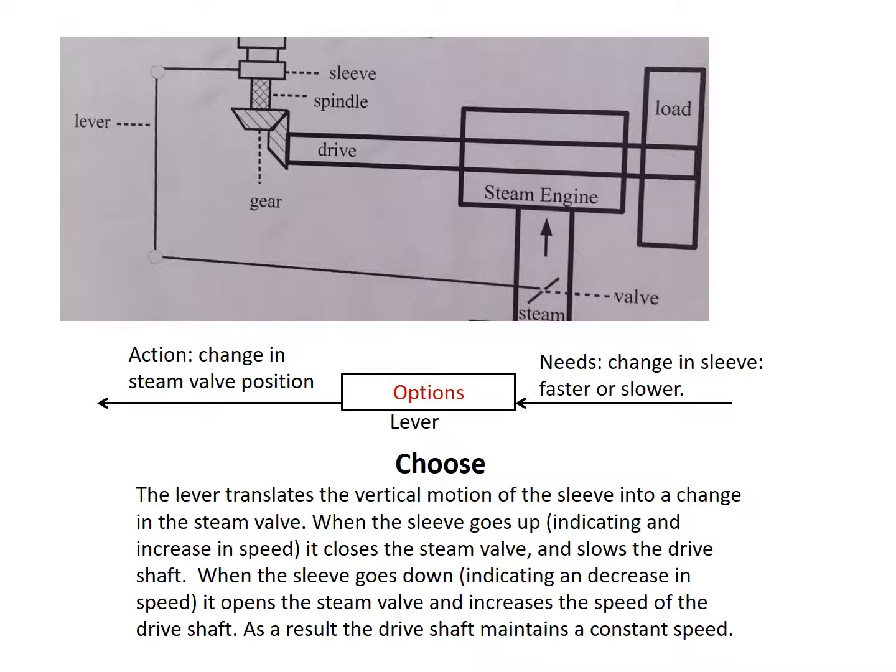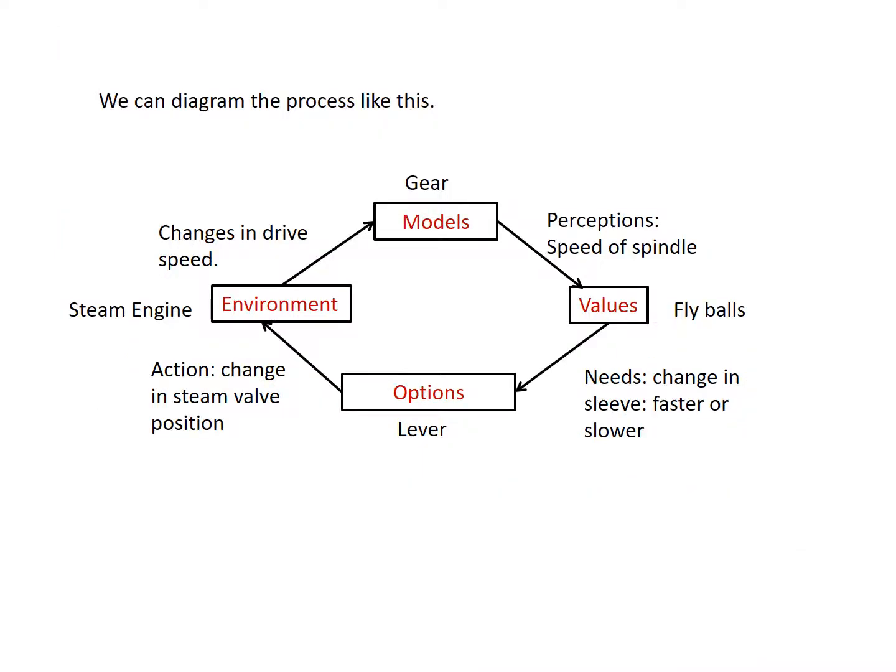Below the diagram we see the schematic. On the right-hand side you have the needs, the change in sleeve, faster or slower, which are translated by the lever into a change in the steam valve position. So that we can do a schematic of the process like this.